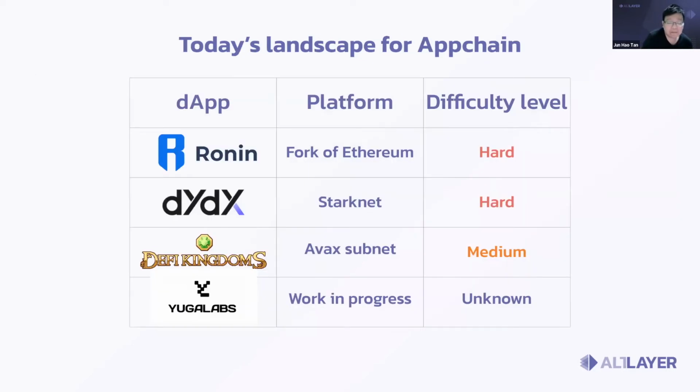So today's landscape for Appchain is as follows. First, you have the rollup chains. I think that's the most popular one. They did it for Ethereum. Building this is very, very hard. Same for dYdX, which is built on Starnet. I think that is even a harder challenge. DeFi Kingdoms on AVAX Subnet, I would say, is way easier. AVAX has made life easy for a lot of people. They are able to launch a subnet easily. Probably in a few months, you will be able to launch a subnet from testnet to mainnet and so on. And Yuga Labs is probably still a work in progress. Not sure how difficult it is for them to actually launch an app chain.